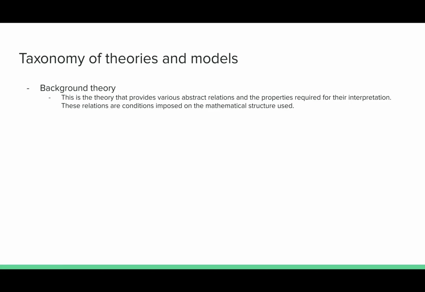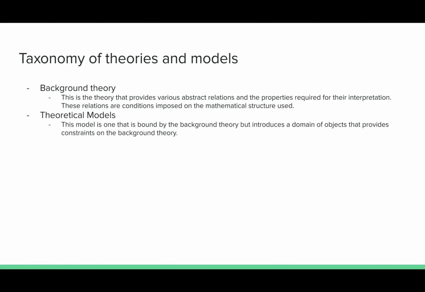So, first is the background theory. This is one that provides abstract relations and the properties required for their interpretation. And these are conditions imposed on a chosen mathematical structure used. In our case, of course, that's non-Euclidean geometry. You have GR, which just relates the mass to the shape of space-time. But it doesn't say anything more than that. It tells us nothing about what exists or what the universe is supposed to be like.